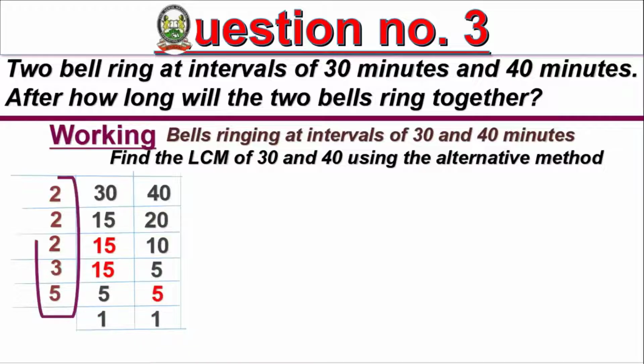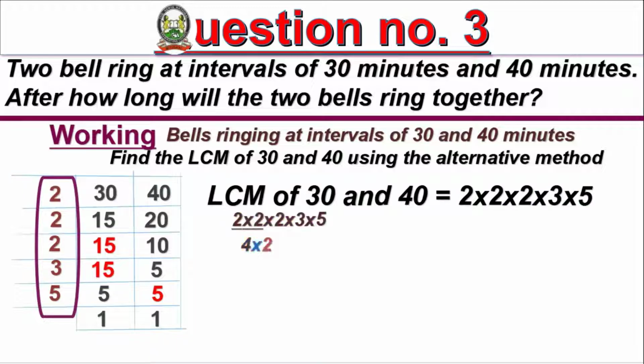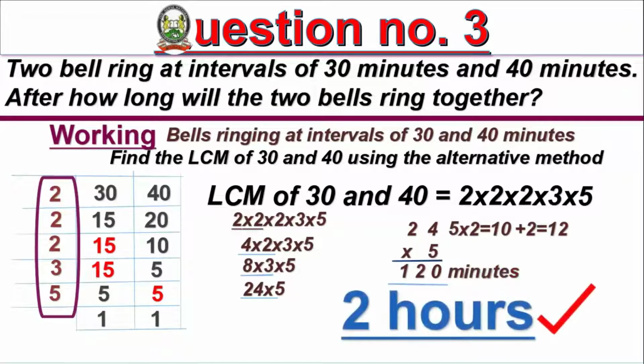Therefore, the LCM is the product of all these. So the LCM of 30 and 40 will be 2 times 2 times 2 times 3 times 5, which is 2 times 2, that is 4. 4 times 2, that is 8. 8 times 3, that is 24. 24 times 5. So you work out using the long method and you get 5 times 4, that is 20. You carry 2. 5 times 2 is 10 plus 2, you get 12. So you write 12 there, and that is 120 minutes, which is 2 hours.